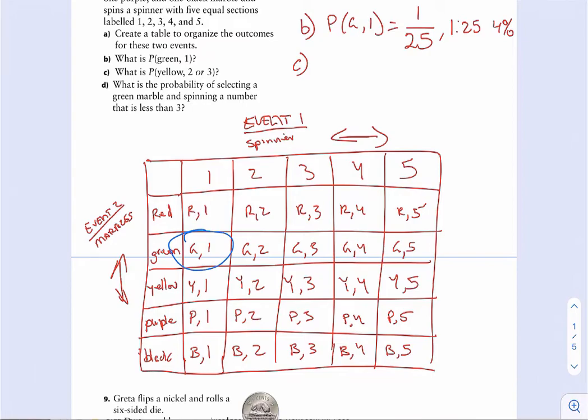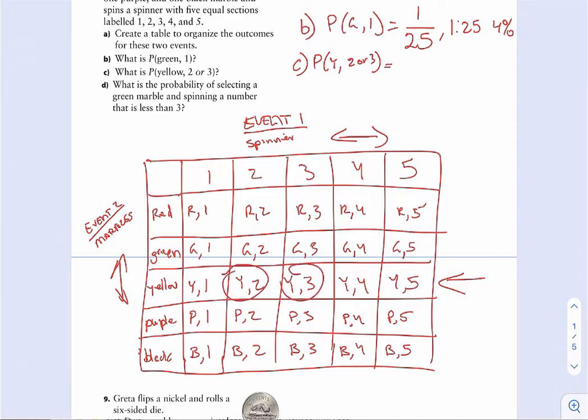C, probability of getting a yellow with a 2 or a 3. Okay, so how many times does that occur? So I need to get rid of this. That's going to get rid of a lot of things. Okay, how many times is yellow? So down the yellow column here, 2 and 3, 1, 2. So it's only twice. 2 out of 25, and that would be 8%.